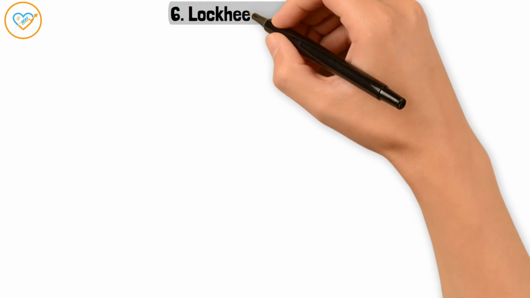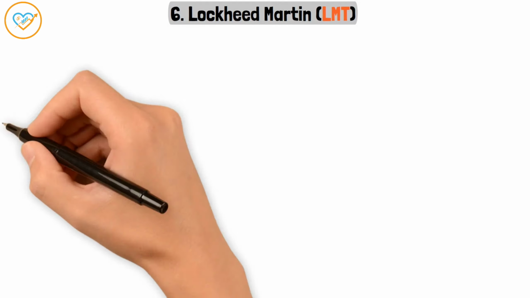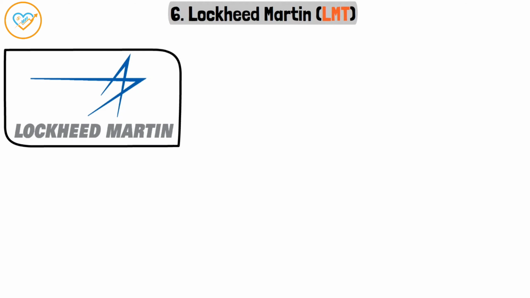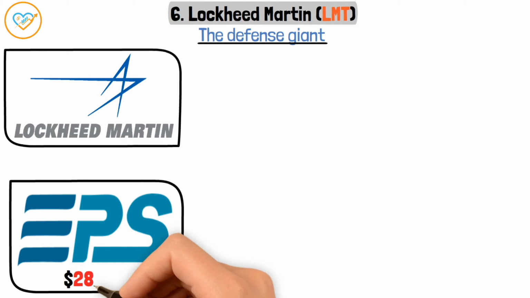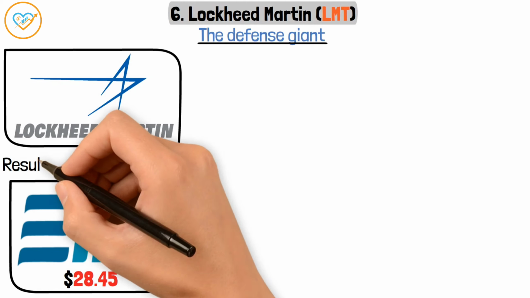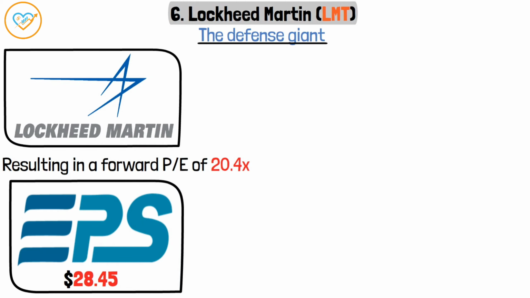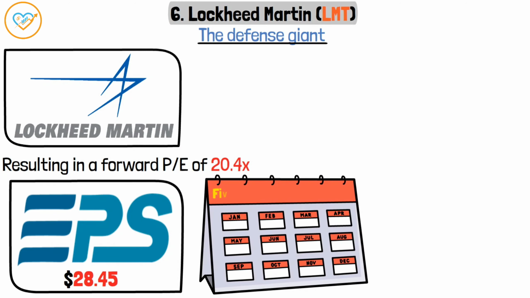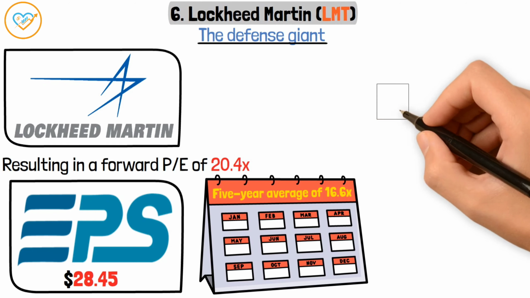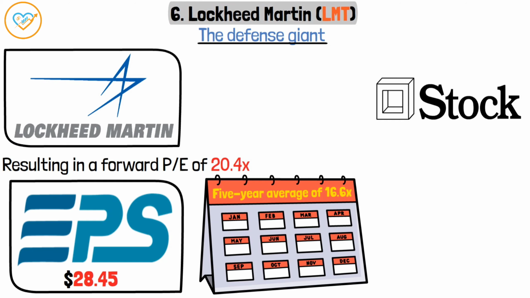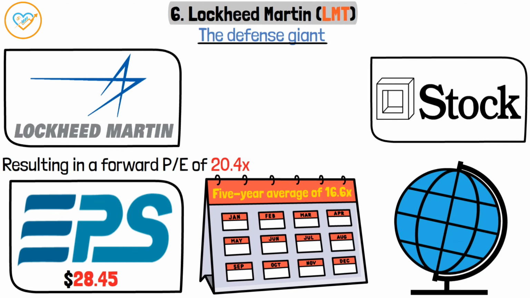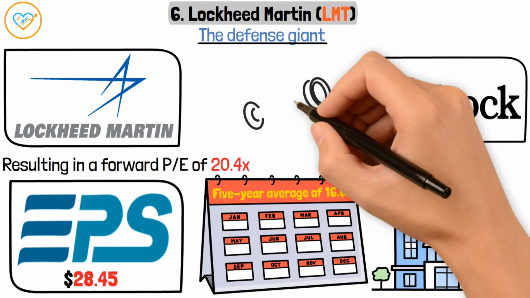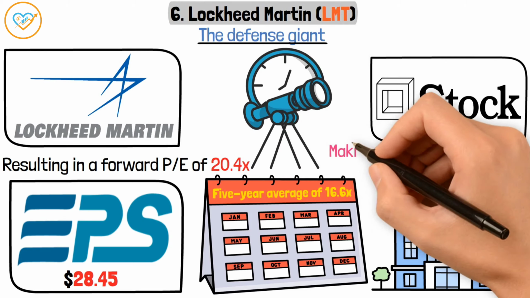Number 6. Lockheed Martin, or LMT. Next, we have Lockheed Martin, the defense giant, projected to generate an EPS of $28.45 next year, resulting in a forward PE of 20.4x. This is above its 5-year average of 16.6x, indicating the stock is overvalued at the moment. Despite this, Lockheed remains a high-quality stock, particularly in the defense sector, which has seen global demand. The company's strong backlog of contracts stretches well into the future, making it one to watch closely.